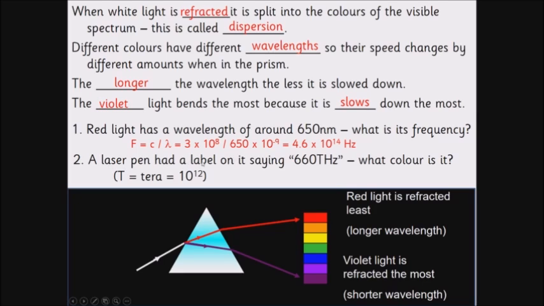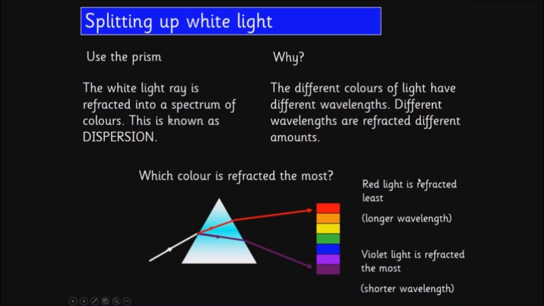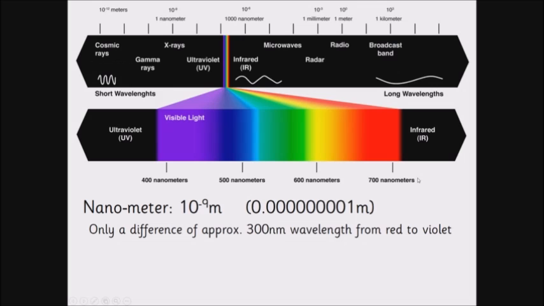Then a laser pen had a label on it saying 660 terahertz. What colour is this? T is tera, which is 10 to the 12. So we'd say wavelength, lambda, is C divided by F, speed divided by frequency. Put our numbers in, here's the tera, and we've got 454 times 10 to the minus 9. So if we just flick back a little bit, we should be able to see 454 is around the violet end of the spectrum.